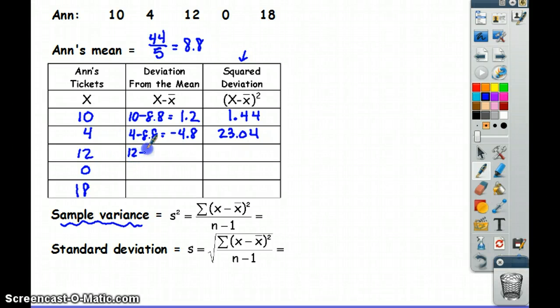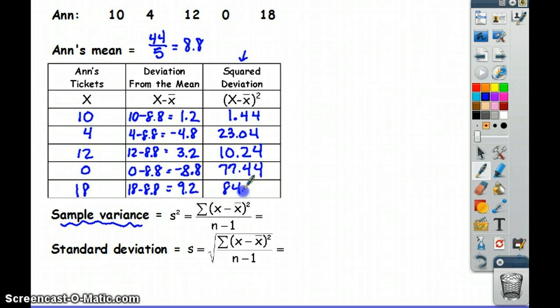I continue on, 12 minus 8.8. That gives me 3.2. Square that, 10.24. 0 minus 8.8, well, that's easy, negative 8.8. Square, once again, we're squaring a negative. We know that that answer should be positive. I get 77.44. And then finally, 18 minus 8.8, which is 9.2. Squared is 84.64.